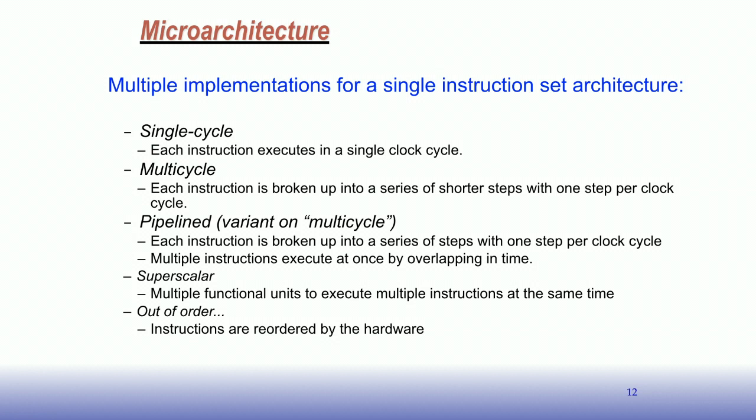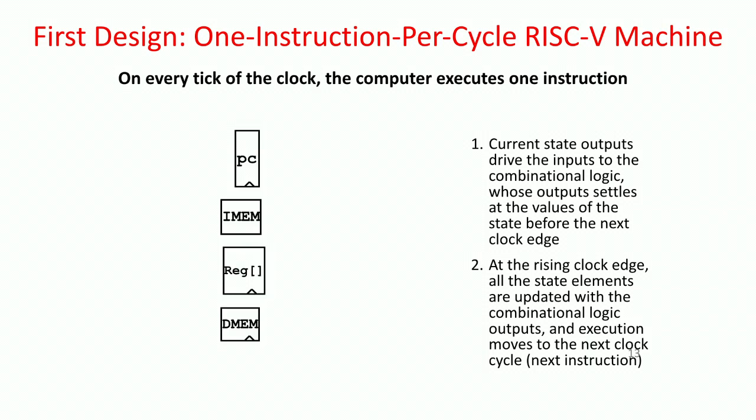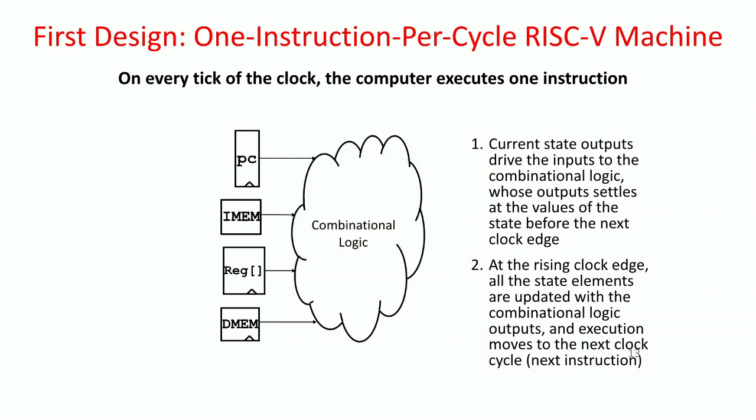OK, so our first design, which will take all of today and part of Thursday, is a one instruction per cycle RISC-V machine. The idea is that on every tick of the clock, our processor is going to execute one and only one instruction. The way it'll look is we have our state elements here, which are the program counter, instruction memory, register file, and the data memory.